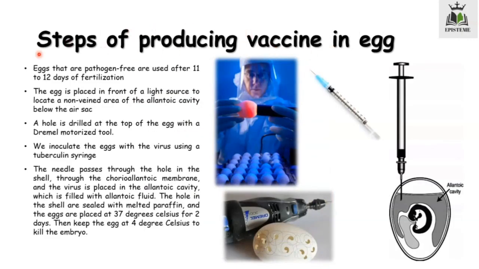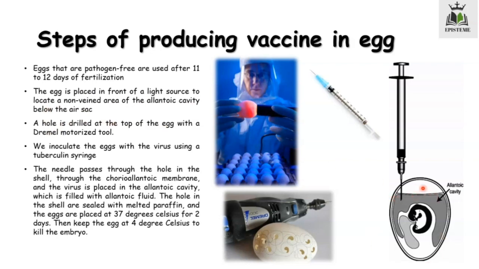So here are the steps. At first we need an egg that is totally pathogen free, and we can use it after 11 to 12 days of fertilization. Next, we place a light source in front of the egg in order to locate the non-veined area of the allantoic cavity below the air sac.